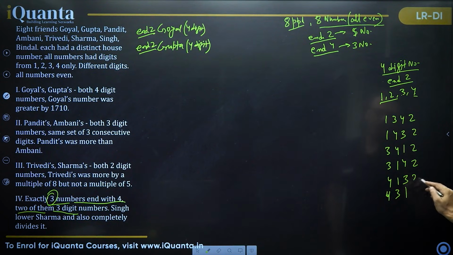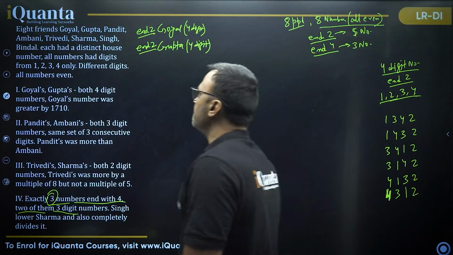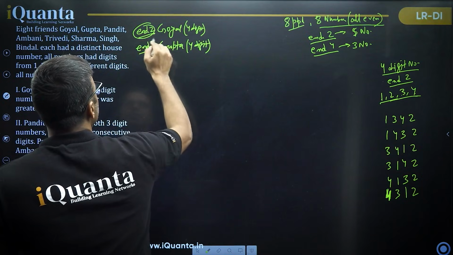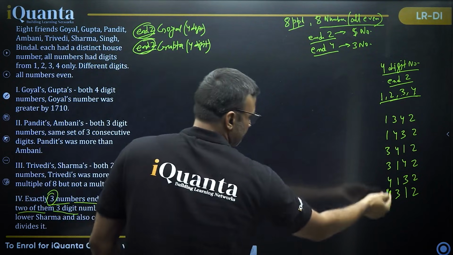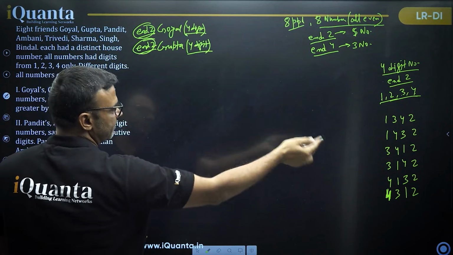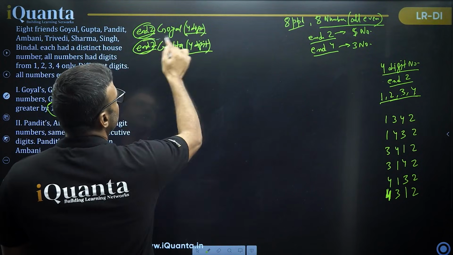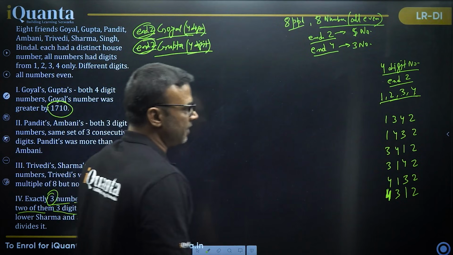These are all 4-digit numbers ending in 2, made up of 1, 2, 3, 4, even numbers, right? Why did I write all those numbers? Because we know both of them are ending in 2, and both of them are 4-digit numbers, so they have to be from this. The difference of these two numbers is 1710.